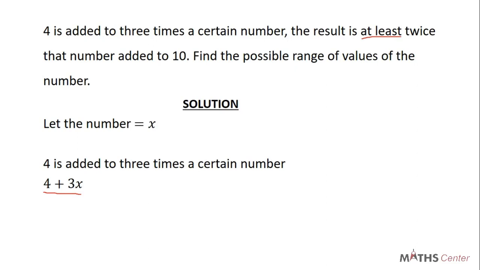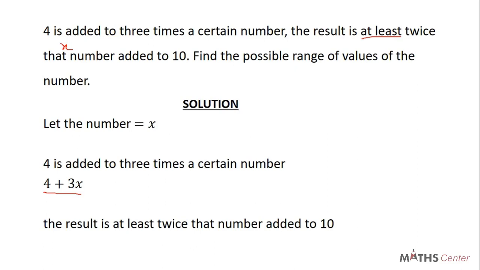So here, the statement says that 4 plus 3x is at least twice that number. That number is now x. So at least twice x added to 10, which means that 4 plus 3x is greater than or equal to twice that number, 2x, added to 10, plus 10.